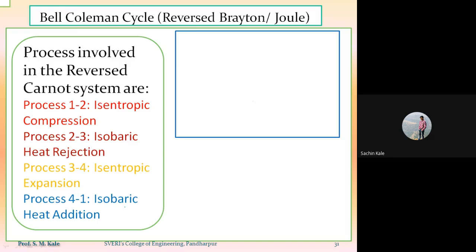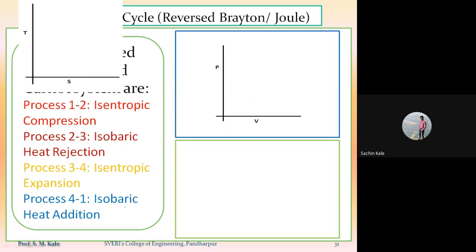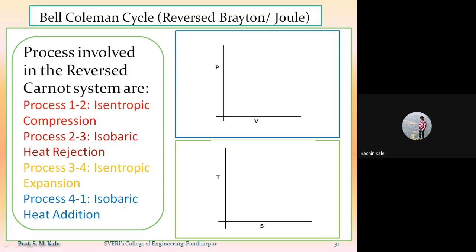While drawing the PV and TS diagram, we require the PV chart and the TS chart. Pressure will be taken on the y-axis and volume on the x-axis. In case of the TS diagram, temperature will be taken on the y-axis and entropy on the x-axis. Now the first process we have to draw is the isentropic compression process.